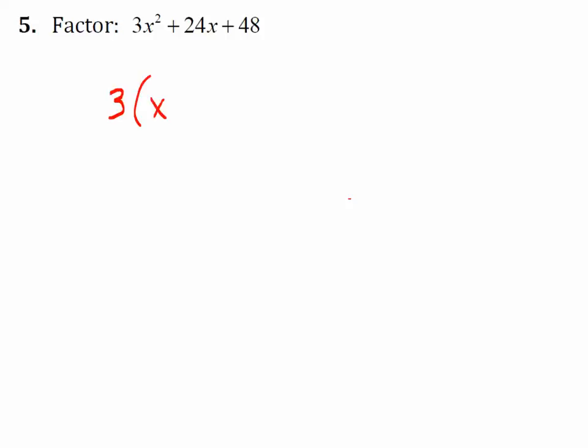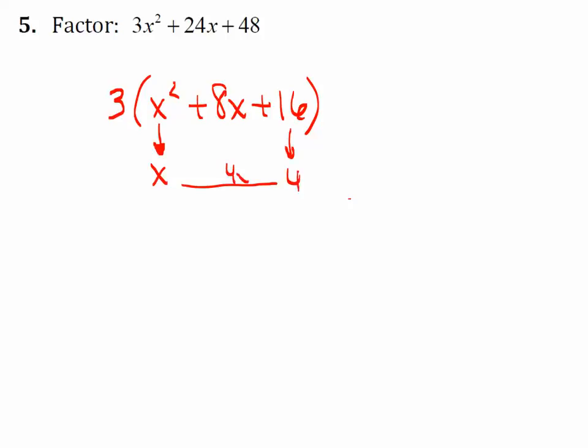All right, 3 goes out. Leftovers will be x squared plus 8x plus 16. Is that right? Awesome. Okay, this one, you should recognize the form. There's x, and 4 at the end. If you multiply those and double them, do you get the middle? Yep. So is this first form, second form, or third form?